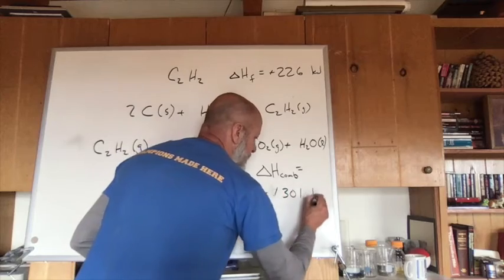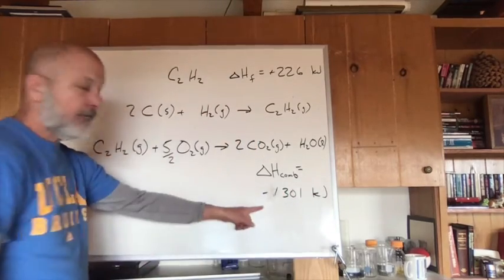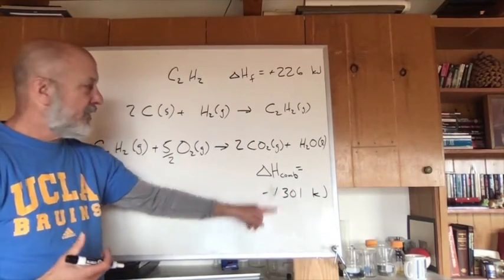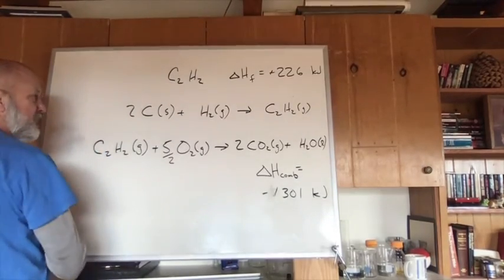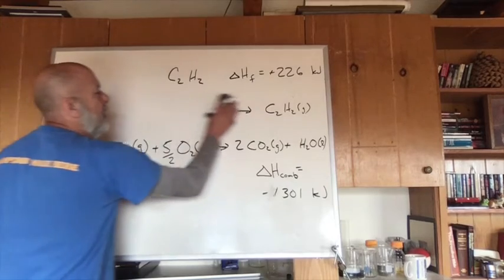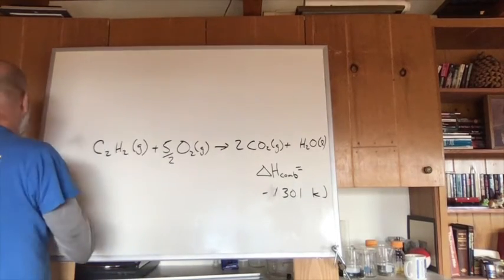Negative 1301 kilojoules. Pretty big, right? So this burns hot. There's a lot of energy coming out with that. What about something like the enthalpy of combustion of methane? Let me leave that one up, and I'll write it up here. You can write it below.